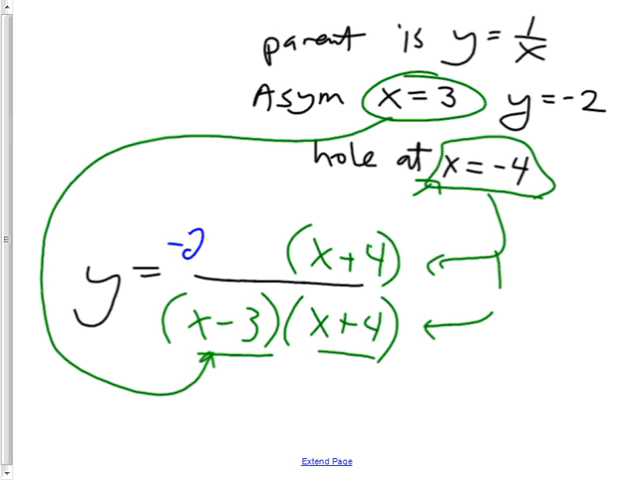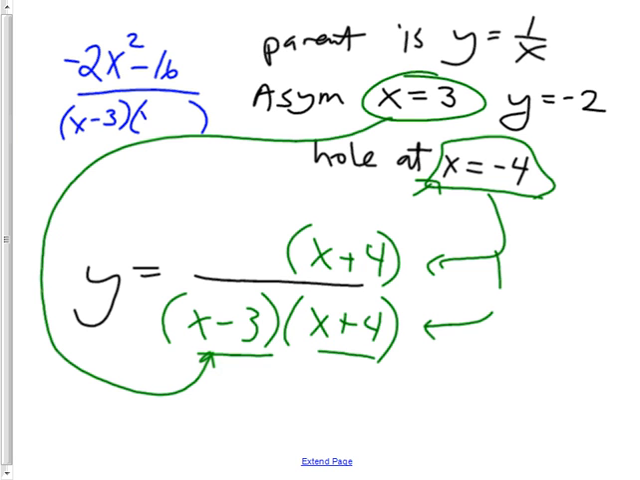Okay, negative 2x squared minus 16. Ooh, so you're going to make it factor even. Yeah, and over x minus 3x plus. Holy smokes. Okay, yeah, there's definitely lots of ways to do this. Okay, over, what did you put? And if you really wanted to be fancy pants, you could have multiplied that out and said x squared plus x minus 12. Okay, but anyway, good.